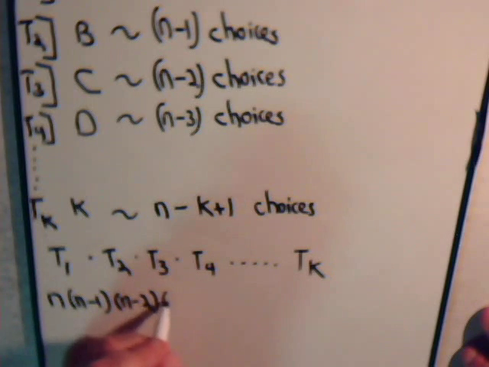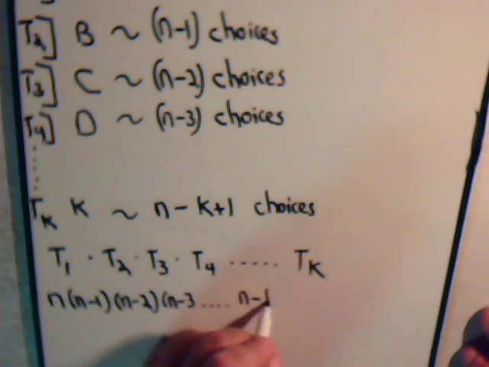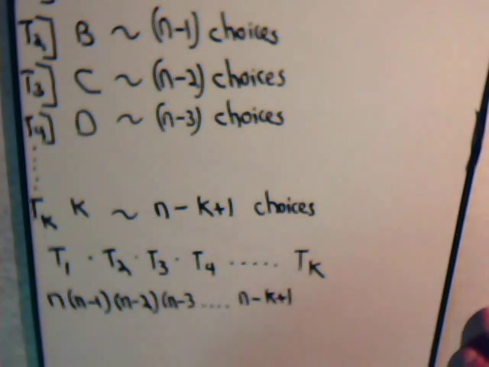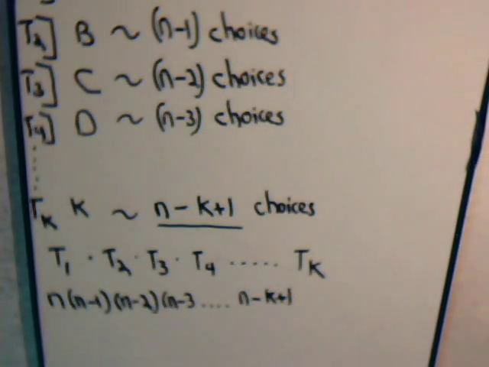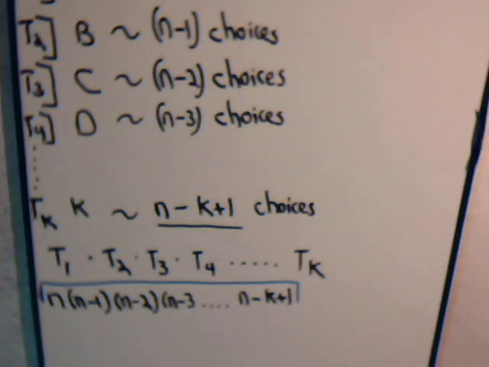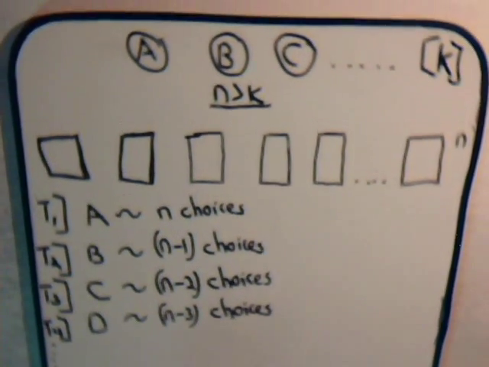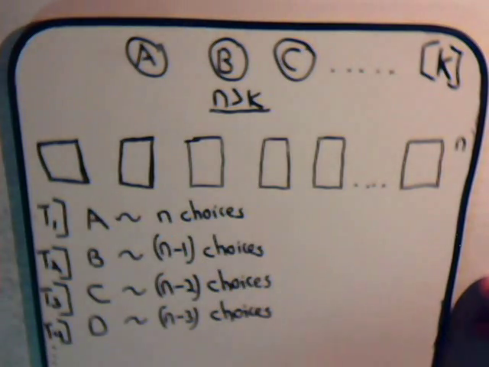This was n minus 3, all the way down to n minus k plus 1, which we derive from here. So this expression right here tells us the total number of ways that we can place k different objects into n boxes with one object going into each box, and we have more boxes than objects.